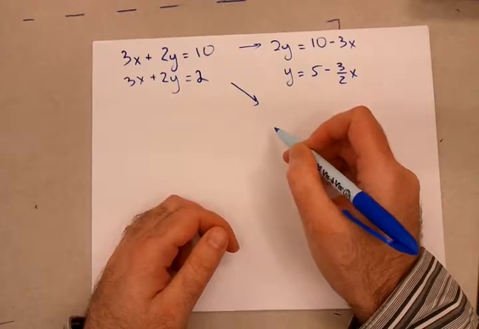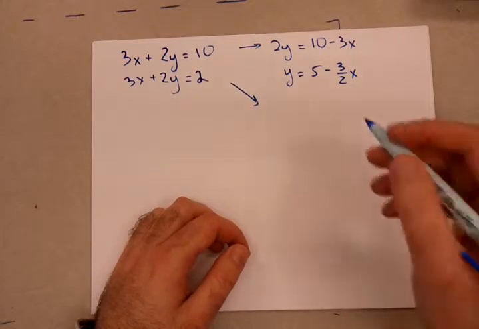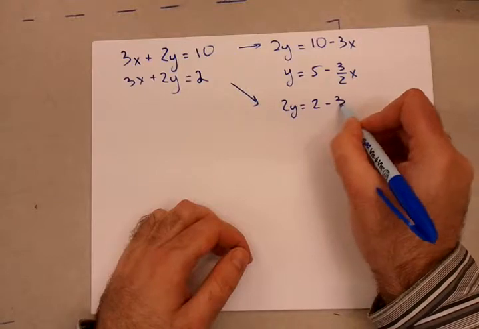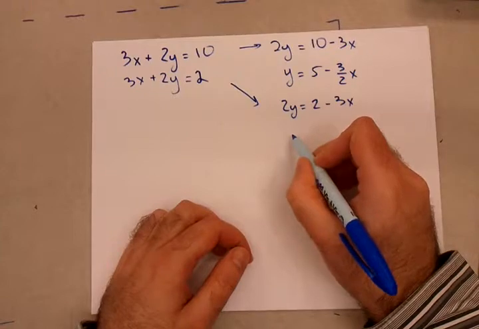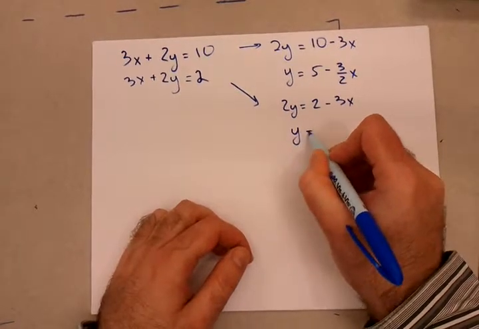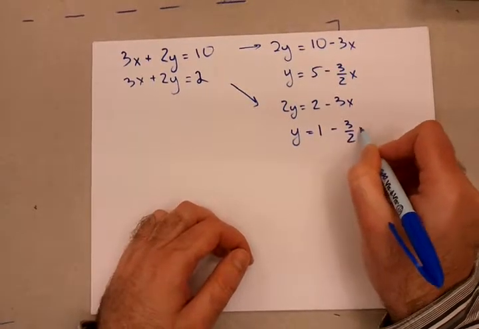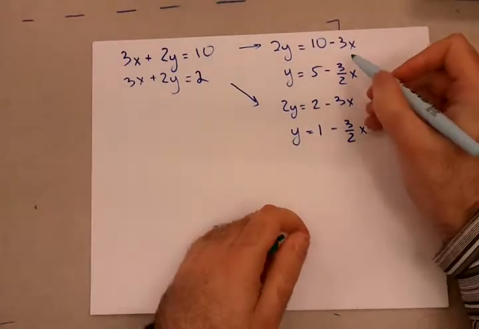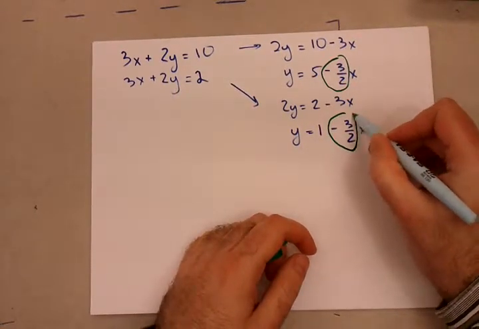Let's do the same thing for the bottom equation. Again, I'm going to first subtract the 3x from both sides to get rid of that, which gives me 2y equals 2 minus 3x. And then I'm going to divide everything by 2 to get rid of this 2 right here, since it's being multiplied. 2 divided by 2 is 1. And then minus 3 over 2 x. So looking at the two equations, you should right away notice they have something in common. Specifically, the slope they have in common.